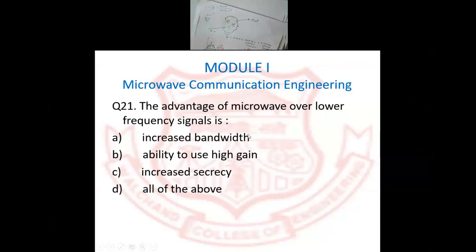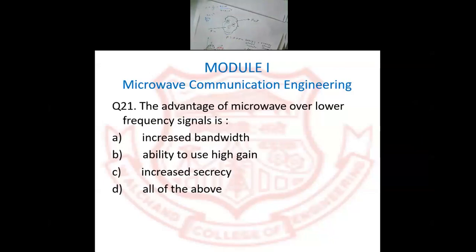Someone has answered B. It has high gain, right? Microwave has high gain, but at the same time, if you consider the frequency, it is in gigahertz, so the bandwidth will be large. So we can say it increases the bandwidth. Most of the people have answered B. Microwave frequency increases the bandwidth as well as the ability to have high gain. Two are there, and increased secrecy.